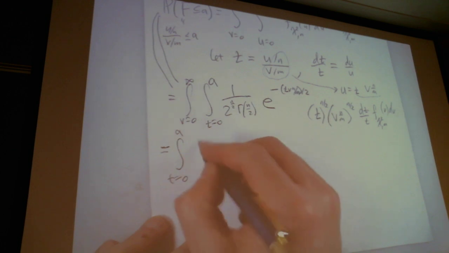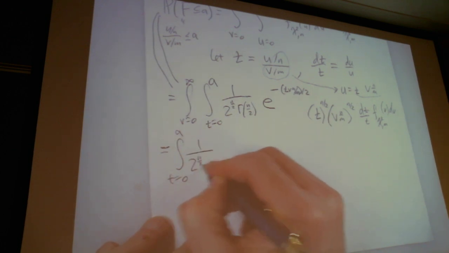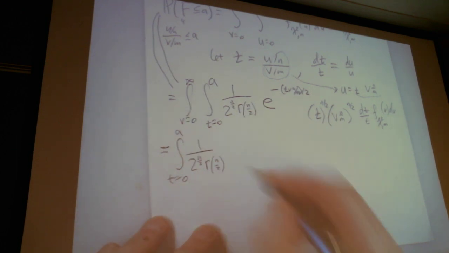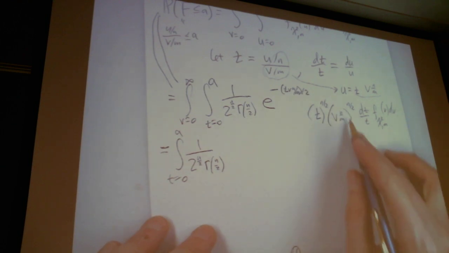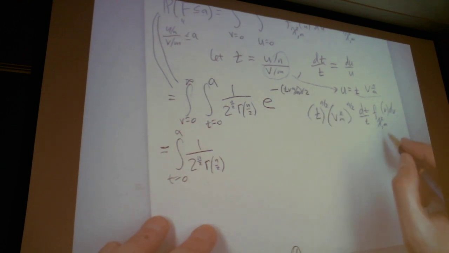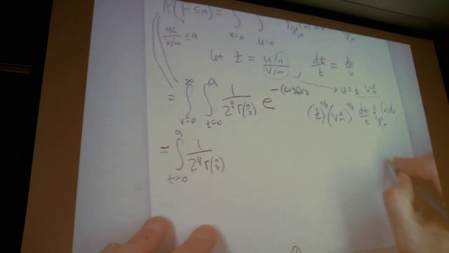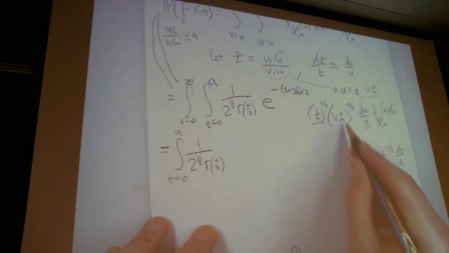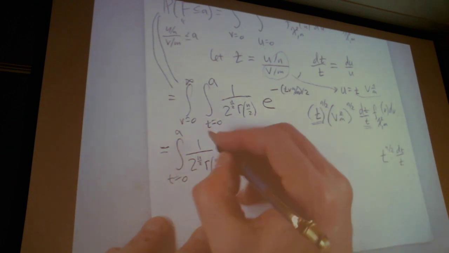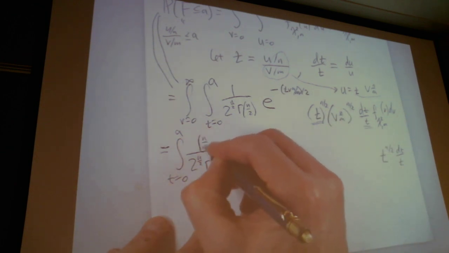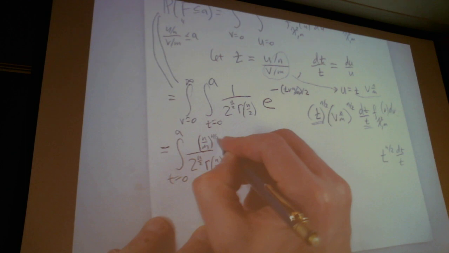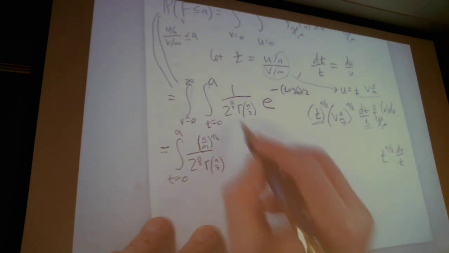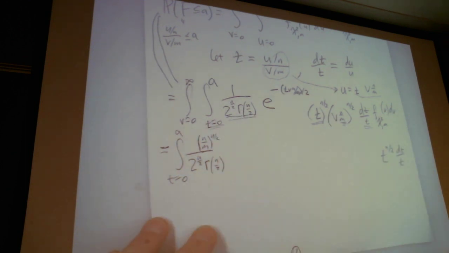Let's pull out all the constants we can. 2 to the n over 2, gamma of n over 2. And let's pull out anything that only has to do with t's. I see a t to the n over 2 dt over t. So I've taken care of this. I've taken care of this. Let's pull this n over m to the n over 2 outside also. n over m to the n over 2. So I've taken care of this, and this constant and this integral.